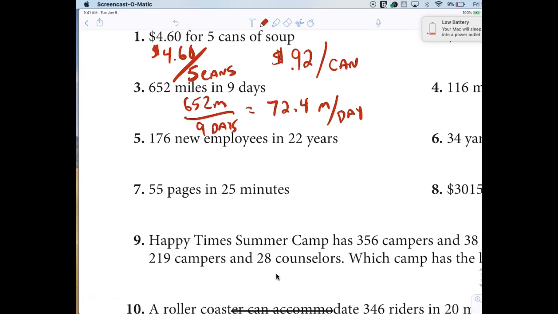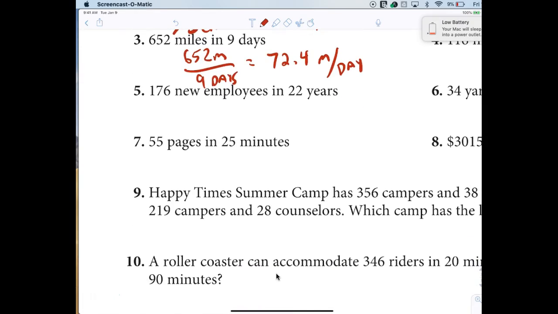All right, here we go. Next. Let's go, Mr. Green. Yeah, 5. What is that? You can use your calculator. Yeah, I said on this page you can use a calculator.